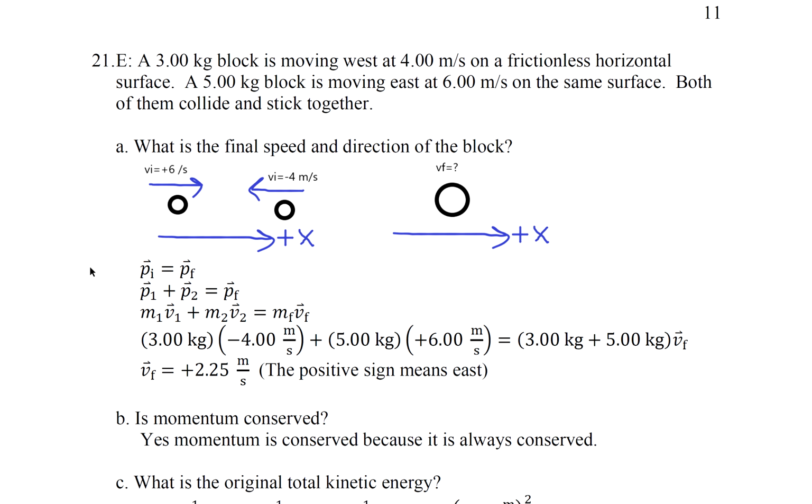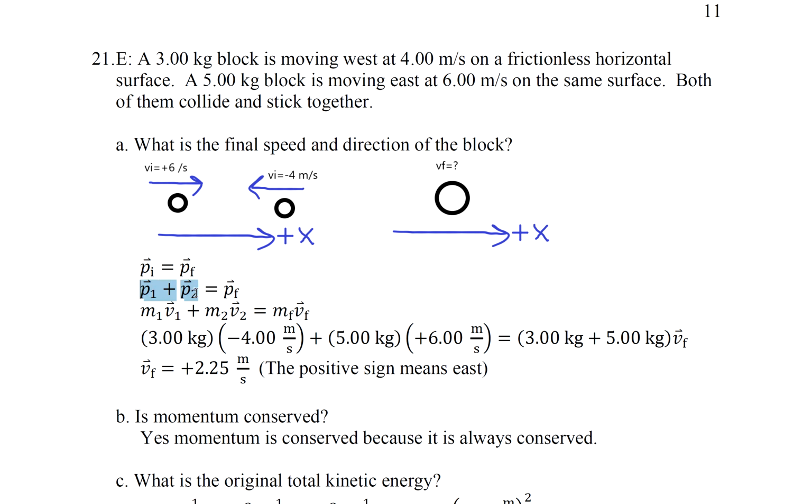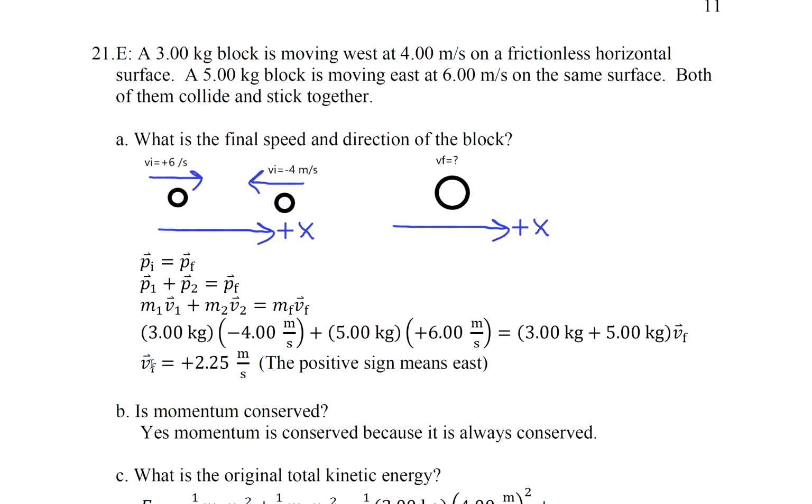So initially we have two objects, that's P1 plus P2. At the end we have one object, that's P final. Plug in for everything, our final velocity is 2.25 meters per second. That means after both objects hit, they go to the right together at 2.25 meters per second.